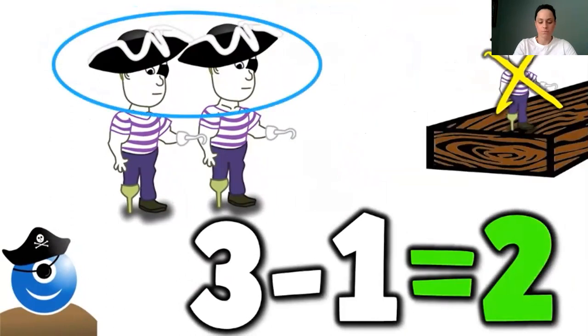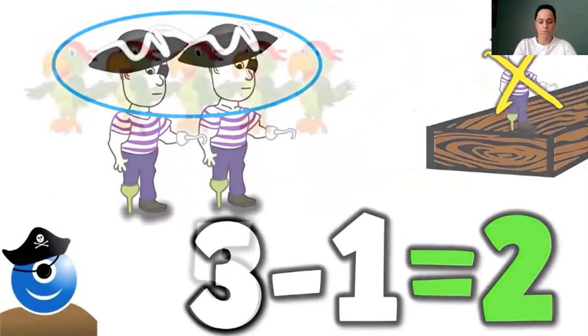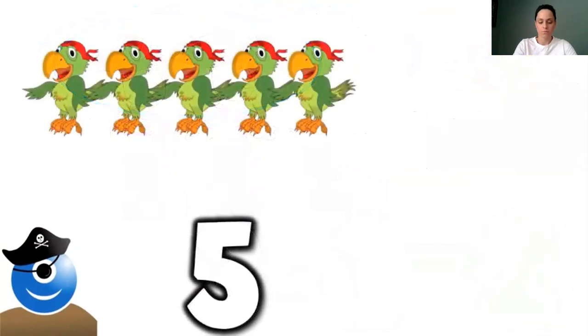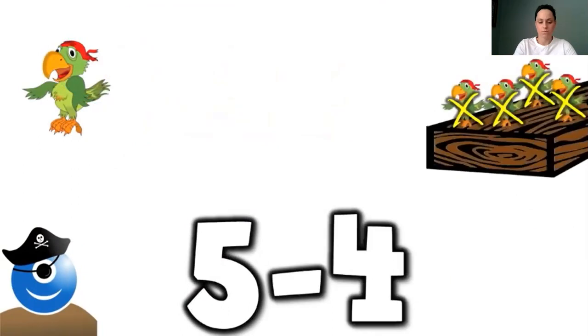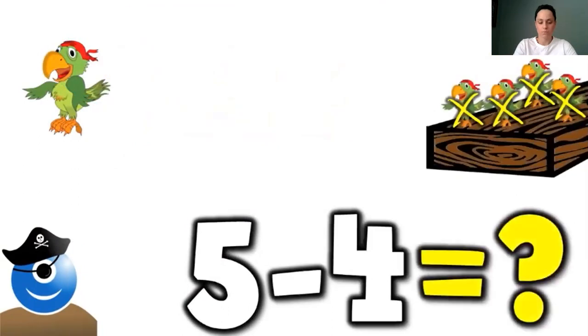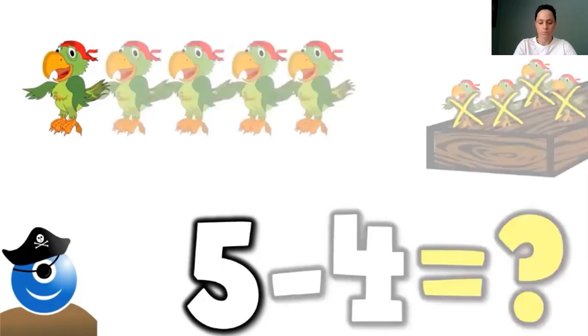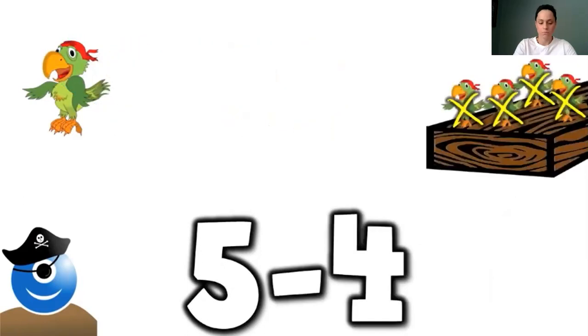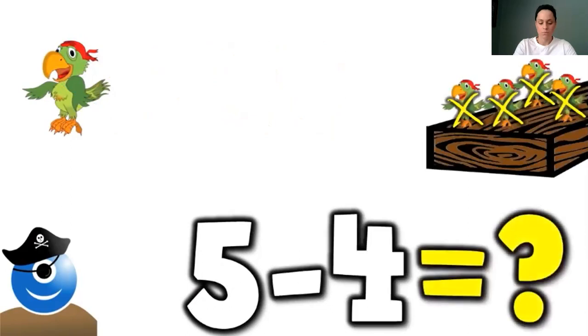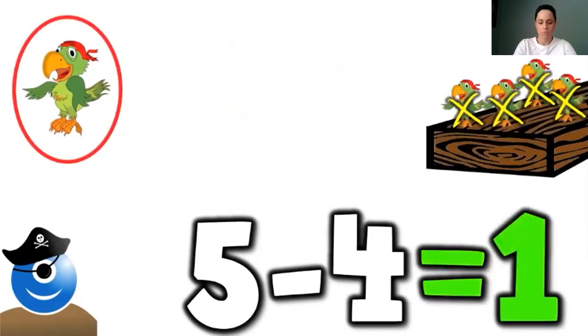One more story. Once upon a time, my ship had 5 pirate parrots. 4 of them irritated me with their squawking, and I made them fly the plank. How many parrots did I have left? Let's think. 5 minus 4 equals 1. I had 1 parrot left.